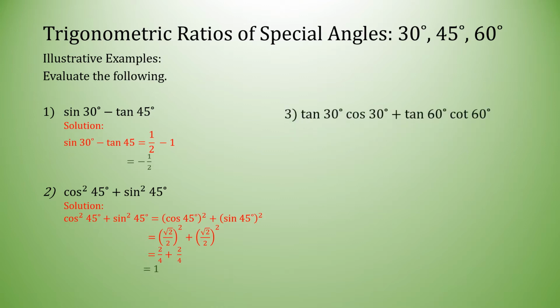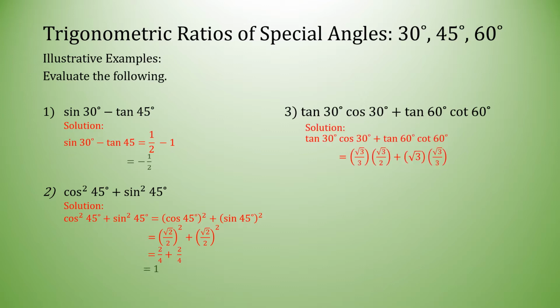Next is number 3. We have tangent 30 degrees cosine 30 degrees plus tangent 60 degrees cotangent 60 degrees. So to solve for this, we have tangent 30 degrees times cosine 30 degrees plus tangent 60 degrees times cotangent 60 degrees. So tangent 30 degrees is equal to √3/3, times cosine 30 degrees is equal to √3/2, plus tangent 60 degrees is equal to √3, times cotangent 60 degrees is equal to √3/3.